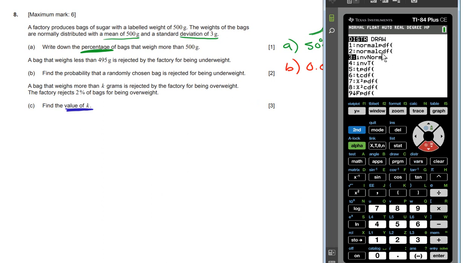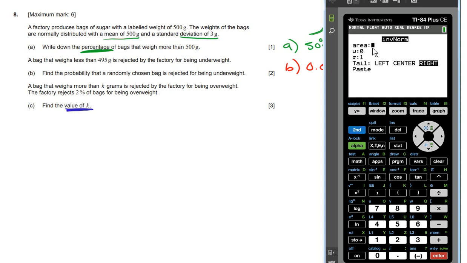Because if you remember on the normal CDF, they gave us a high and a low. We don't have a high and a low. That's what we're looking for, so we can't put that data in. So again, if you forget and you try this one, you won't have the data to put in there. So you'll be like, that doesn't work. Then you know, oh, I've got to try number 3 then.